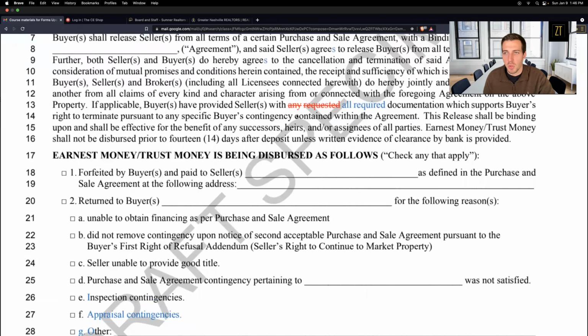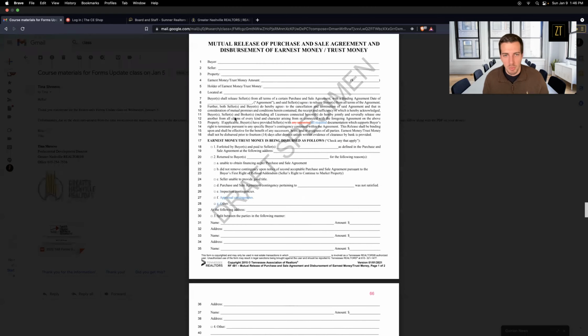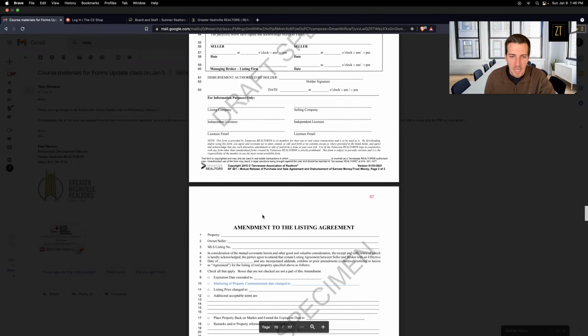So it's not just a seller requesting anything out of the blue that they want to see why the buyer canceled, but just required documentation is what the buyer can provide. And then down here, they put earnest money, trust money is being dispersed as follows. If you put return to buyer, you now have a checkbox for appraisal contingencies. So they've added that one.